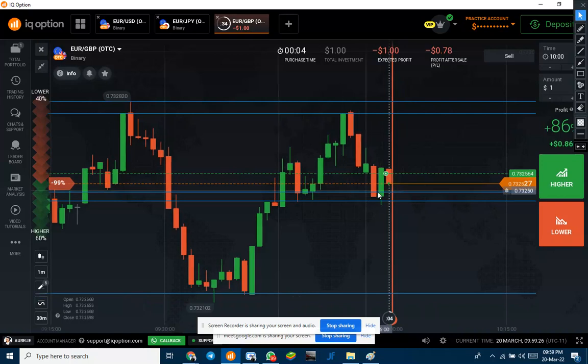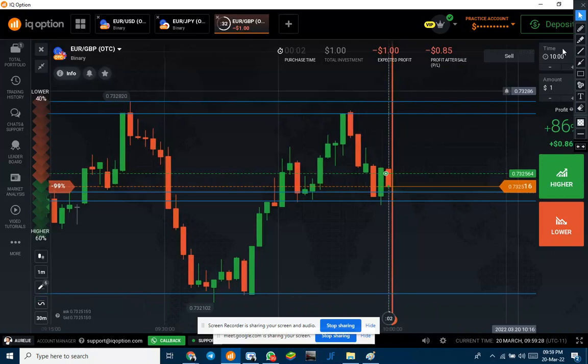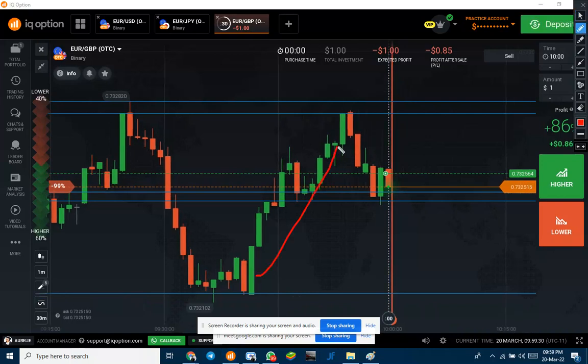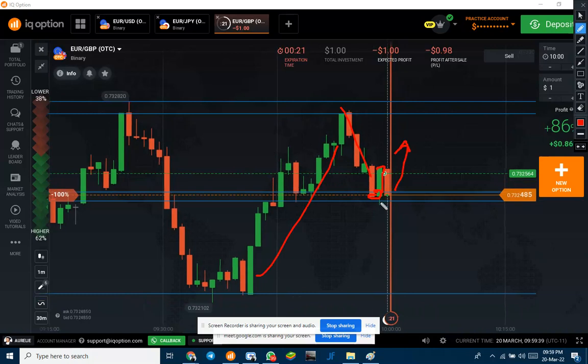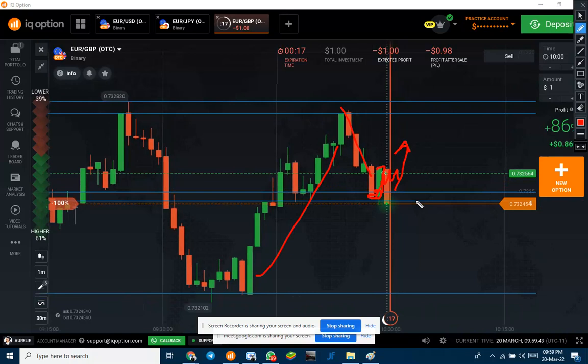Okay. So this is the impulsive move, and this is corrective. From this impulsive move, I can see a bullish candle, a strong buyer's candle. So I'm expecting buyers again to enter the next candle, or maybe the market is likely to consolidate. I don't know. Let's see.